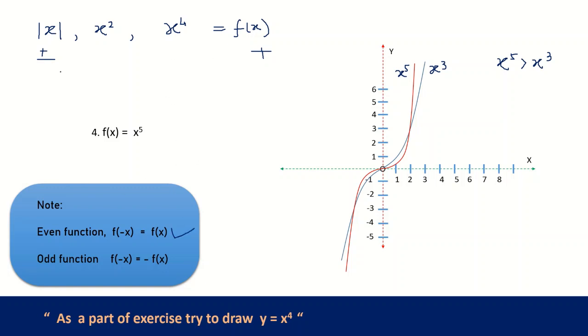And now, for the cases of x cube, x to the power 5, or only x, if we place plus or minus values, then f(x) will also be plus or minus. This shows that this kind of graph is the graph of an odd function. For f of minus x, we are going to obtain minus of f(x). So this kind of graph is an odd function graph.